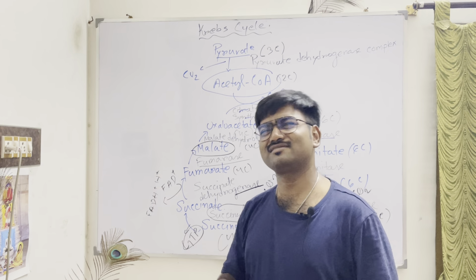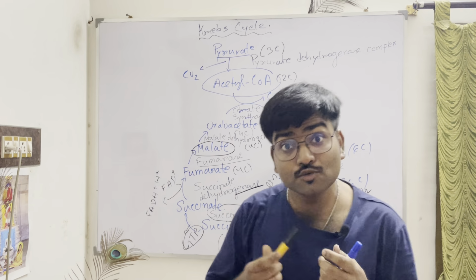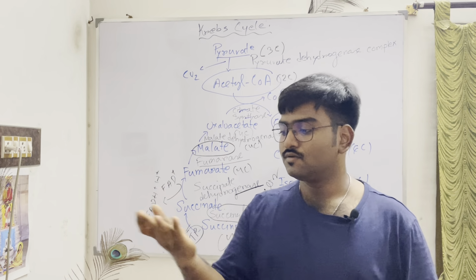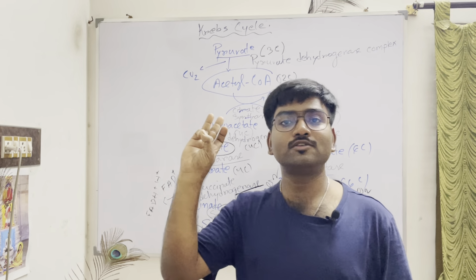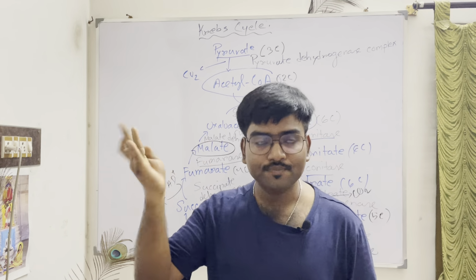Don't think about that, sir, I cannot remember these names. You can remember. Yes, citrate, cis aconitate, isocitrate, alpha ketoglutarate, succinyl CoA, succinate, fumarate, malate, and after that it was oxaloacetate. I can remember, you can also remember. Easy. If you go through 1 to 2 times, you can remember.